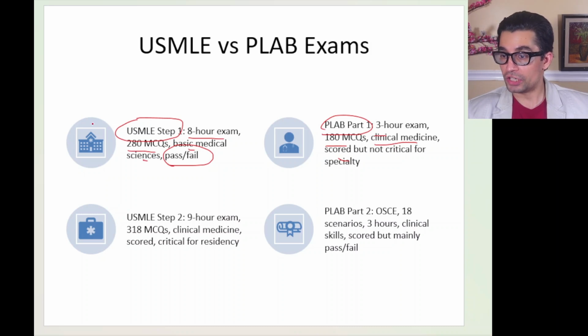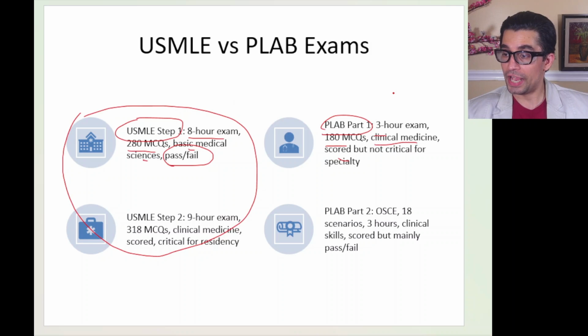To note, if you're actually done with your USMLEs, this is accepted in the UK as well as other countries. I'm thinking also in Australia, so that is something to take note of. USMLE Step 2 can also be given in your respective country, and this is a 9-hour exam, a little bit longer than Step 1, with a few more MCQs. It is all clinical based as we discussed, and this is scored.